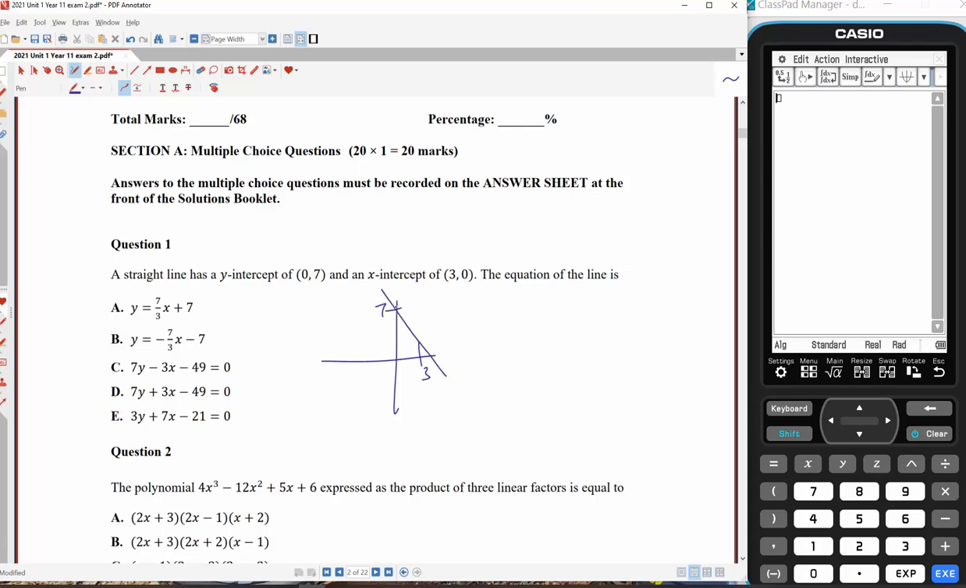So as x increases by 3, the y values go down by 7. So the gradient is -7 on 3, and the y-intercept is 7. So our function will be -7x on 3 plus 7.